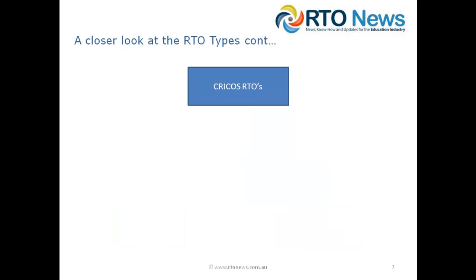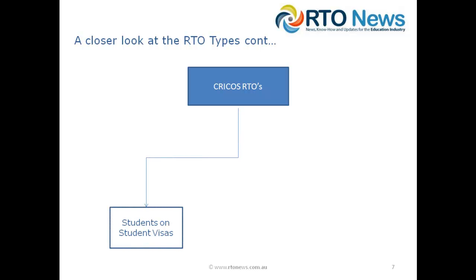CRICOS RTOs. CRICOS is an acronym for Commonwealth Register of Institutes and Courses for Overseas Students. These colleges are the only type of RTO that is allowed to deliver vocational education and training and/or assessments to overseas students within Australia on a student visa. Funded or not funded RTOs are not allowed to do this.